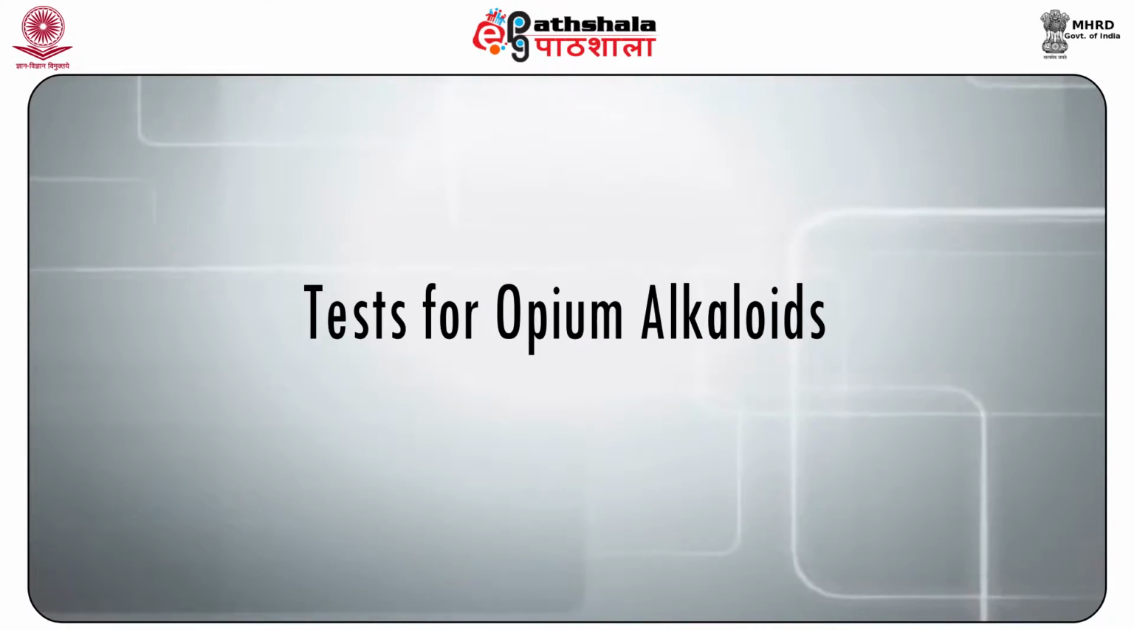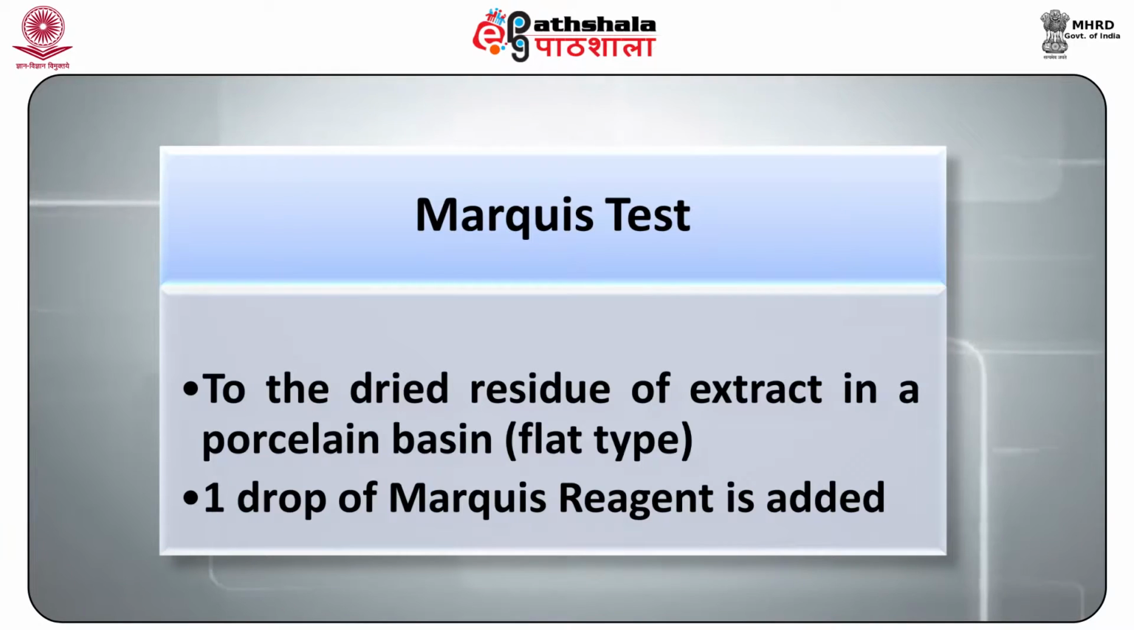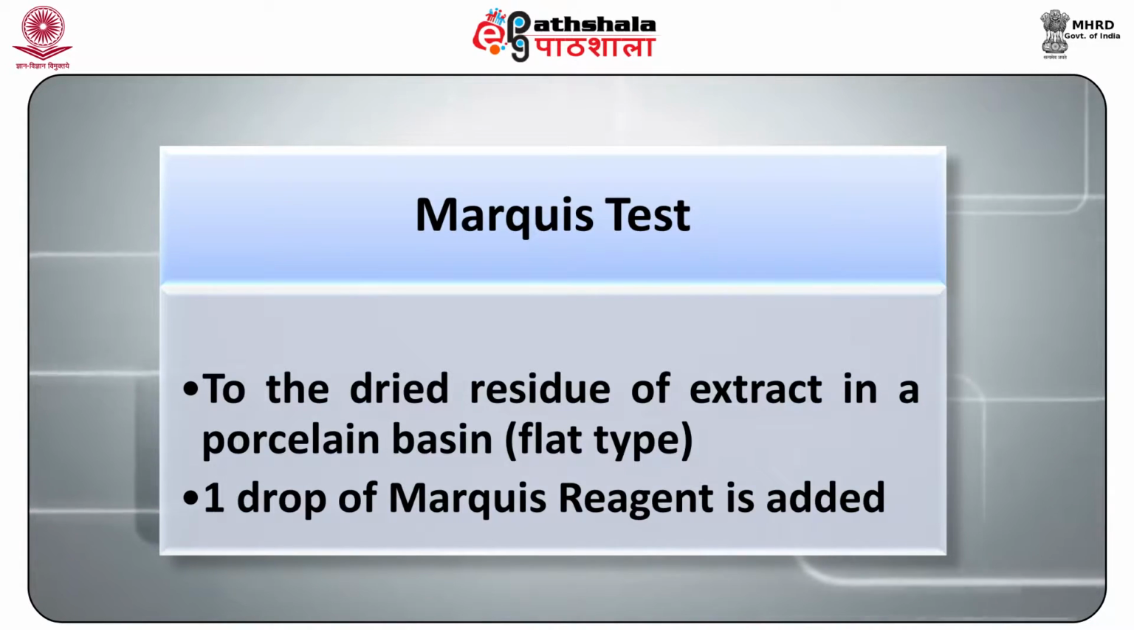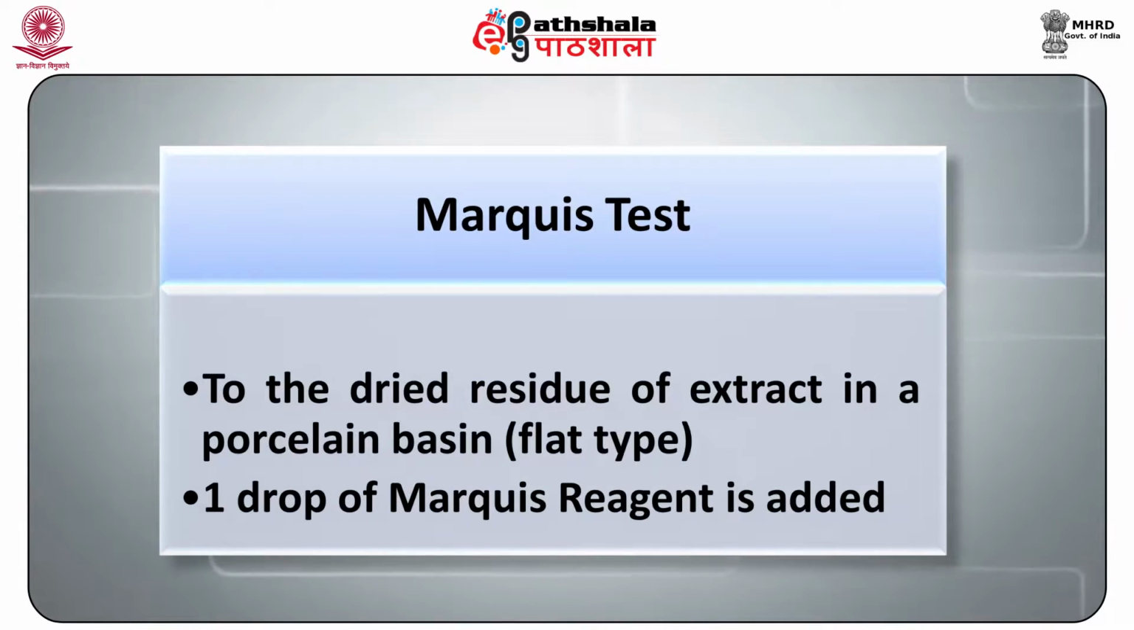Starting with the tests for opium alkaloids, first we have the Marquis test. To the dried residue of extract in a porcelain basin, that is the flat type, 1 drop of Marquis reagent is added and a purple red color is produced, which changes to violet and finally to blue.